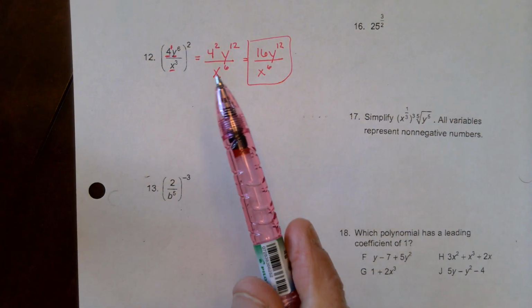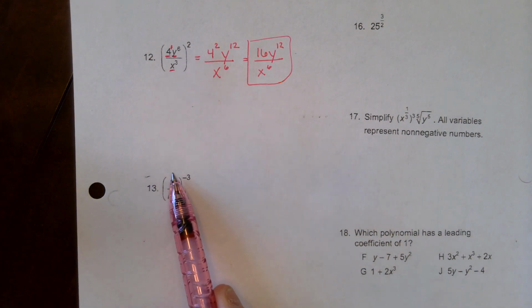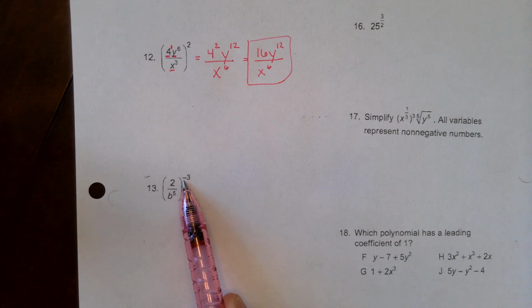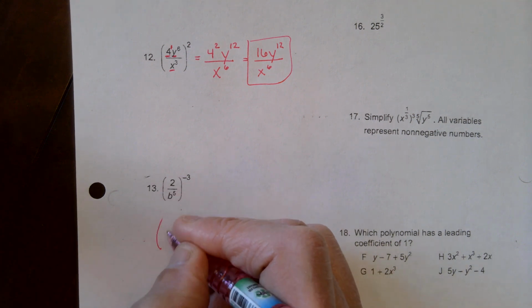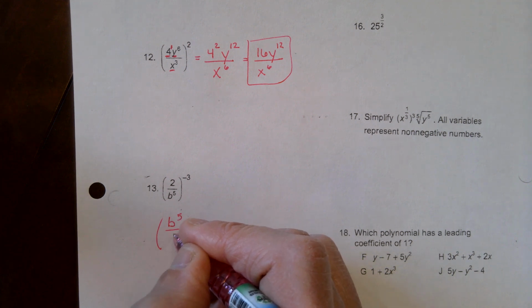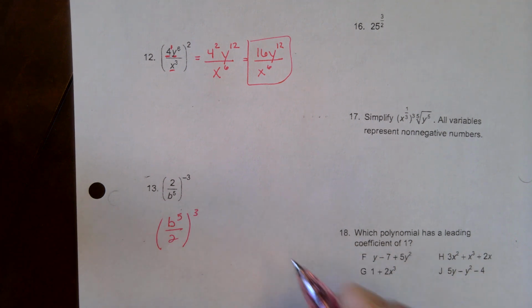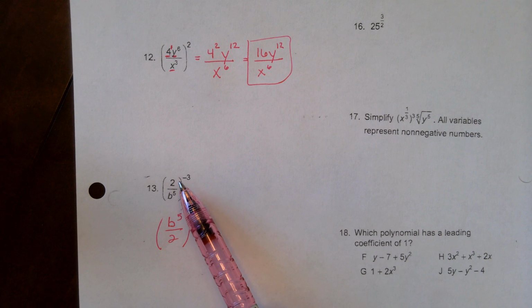Okay, here we go again. What's different from up here to down here is this power is negative. So you've got to handle that first by doing the reciprocal. So I'm going to do b to the 5th over 2. I didn't change anything else. Nothing changed except I took the negative off and made it a positive.